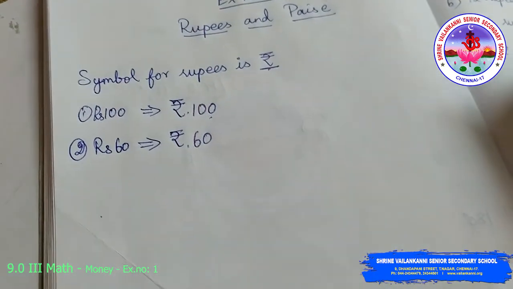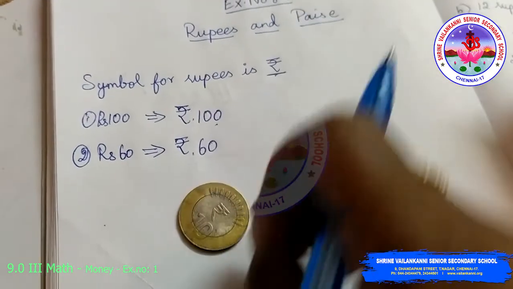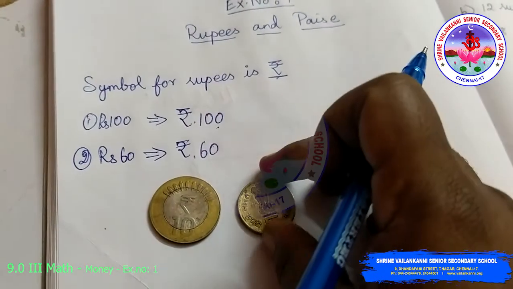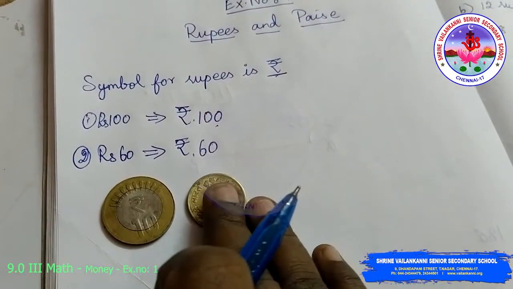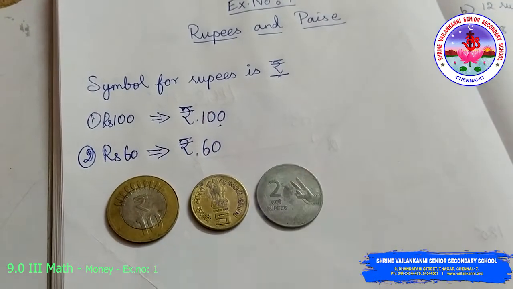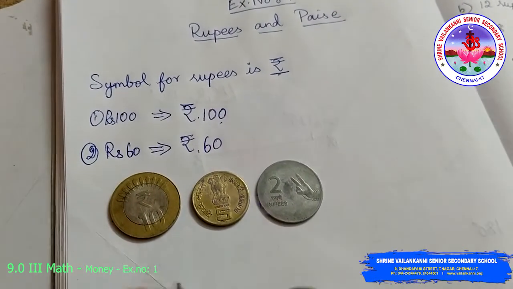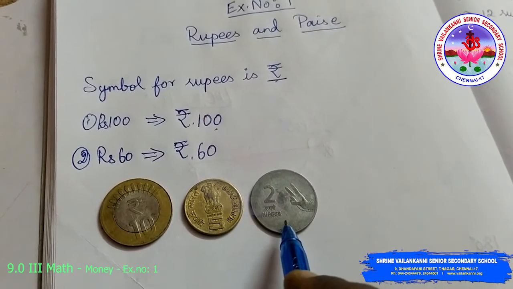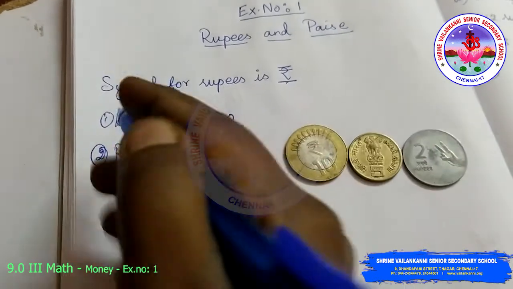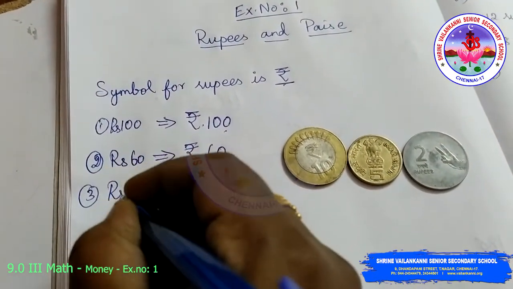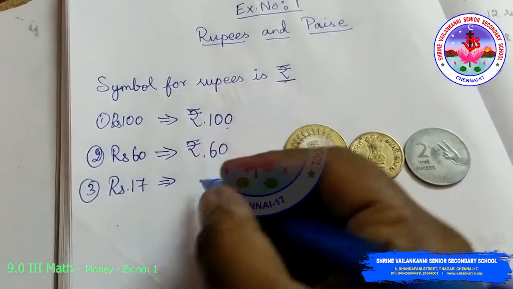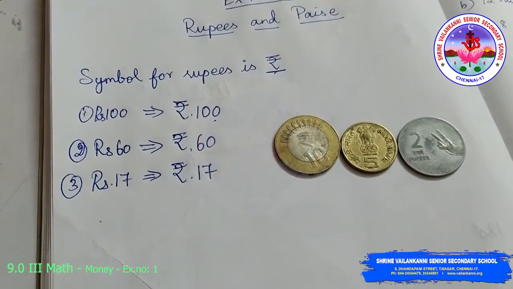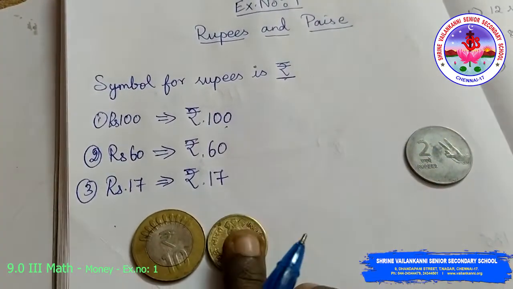Now again, here this is 10 rupees. This is 5 rupees. This is 2 rupees. Now add together: 10 plus 5, 15. 15 plus 2, 17. So this 17 rupees can be written with the symbol, 17 rupees. Okay, now we'll go with paisa.